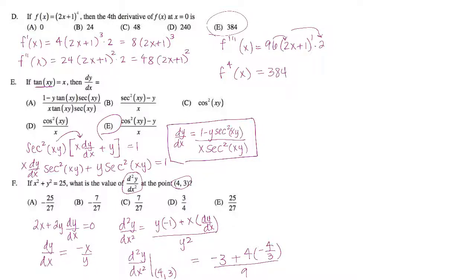Now we're going to have to do some simplifying here. So we're going to have negative 3 minus 16 over 3 all over 9. And so that's going to be negative 9 minus 16 all over 3. And all of that's over 9. So we're going to have negative 25 over 3 times 1 over 9. So it looks like we're going to have negative 25 over 27, which is going to be answer choice A.